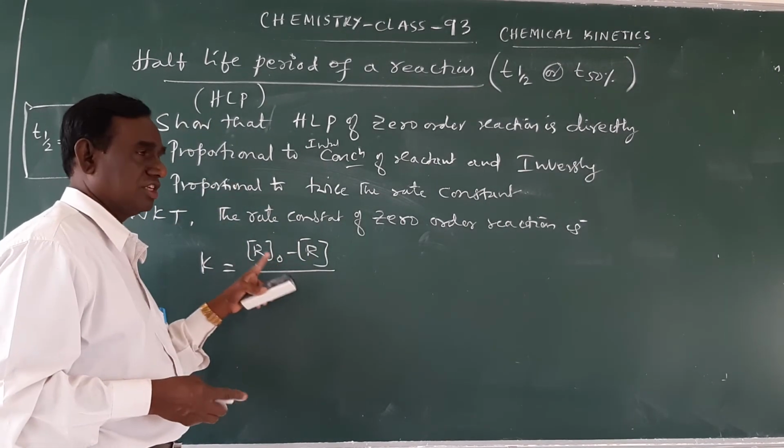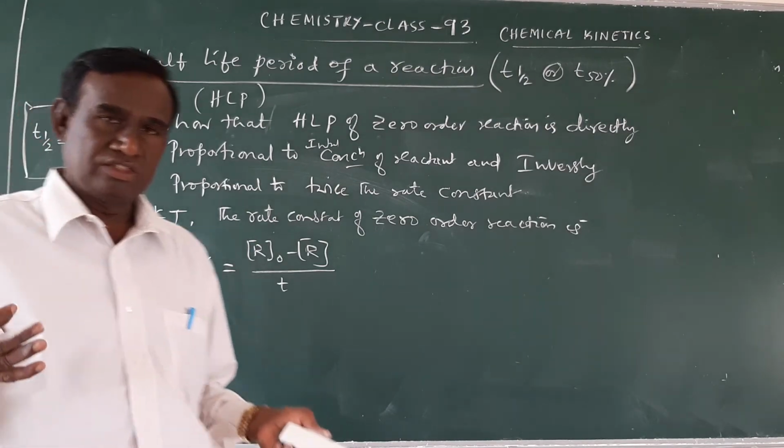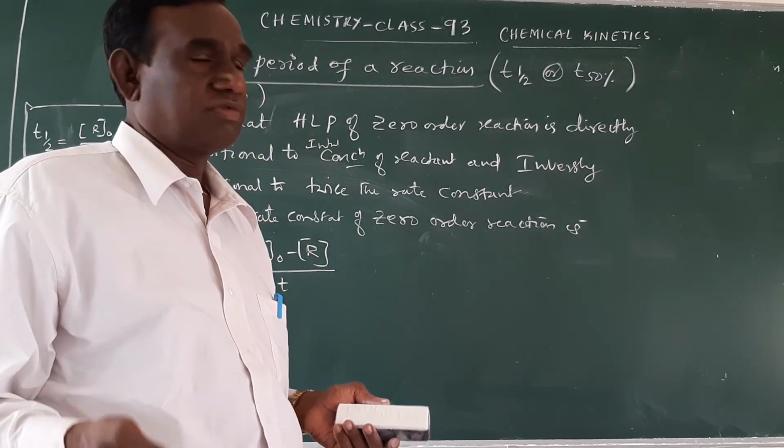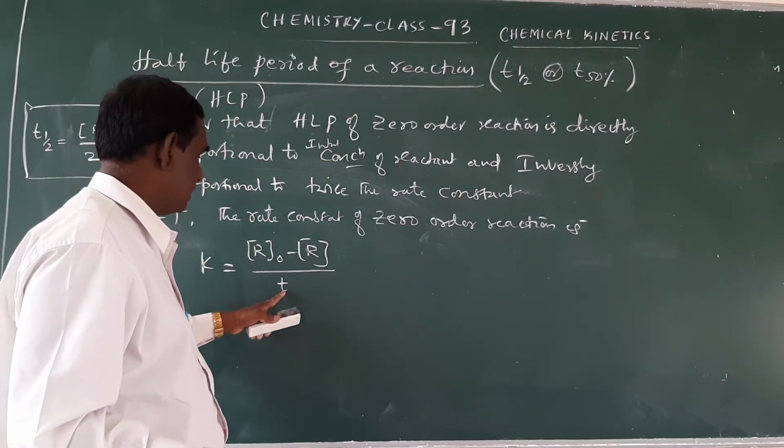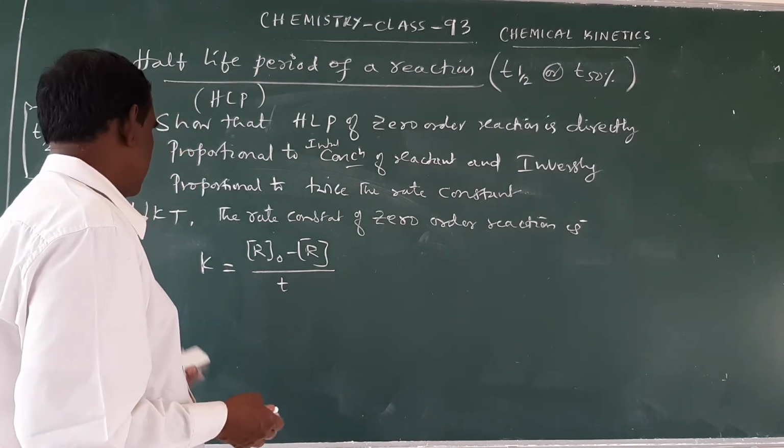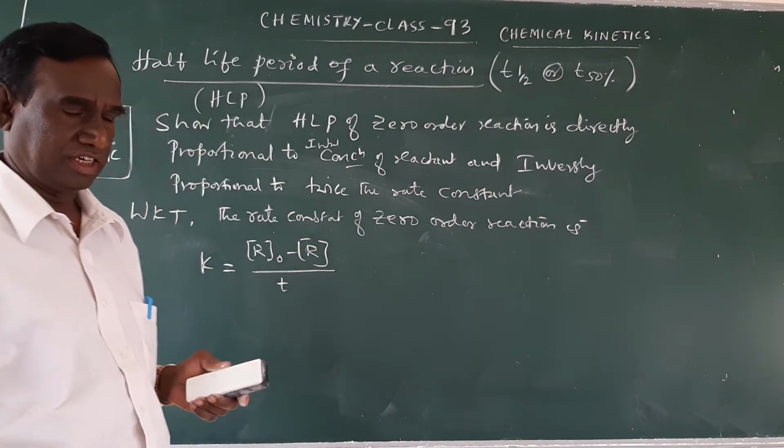Where R naught is called the initial concentration of the reactant, R is the concentration of the reactant after time T, T is the time interval, and K is called the rate constant of zero order reaction.